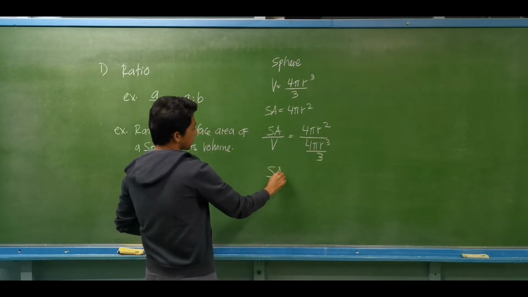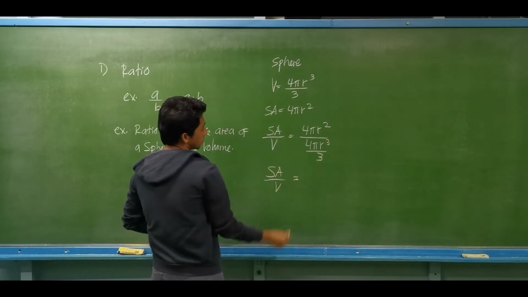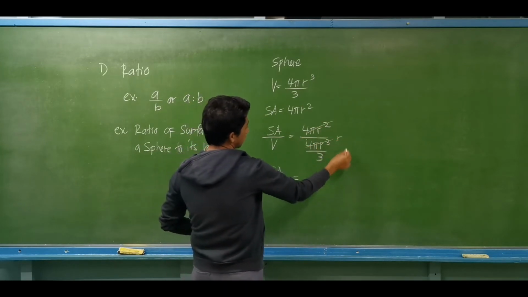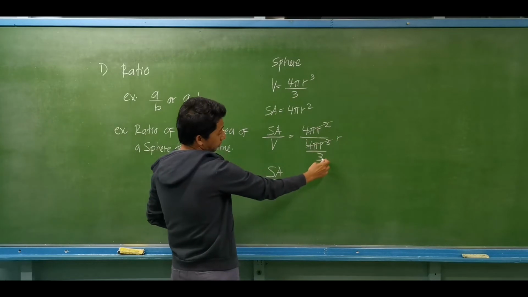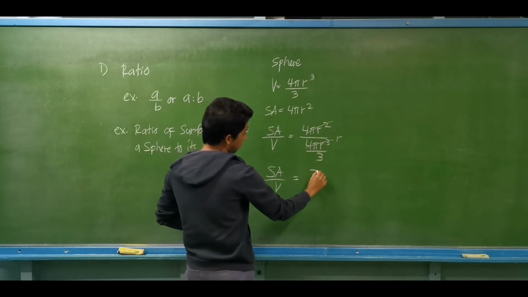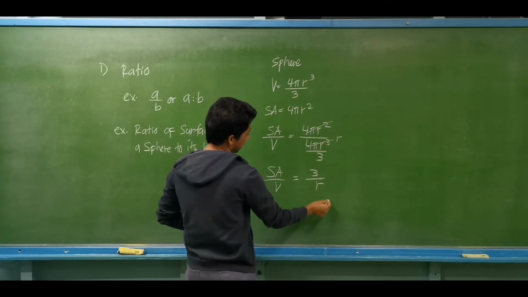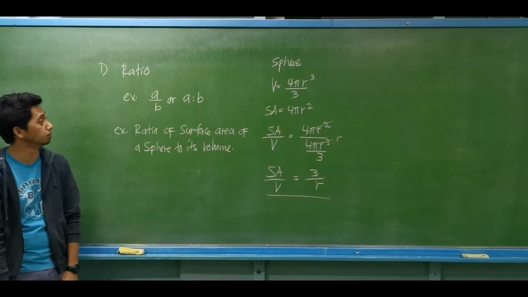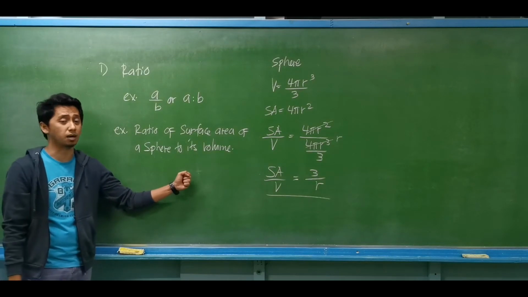So the ratio of the surface area over the volume is the same as, we may cancel 4 pi r squared. So we have a remaining term of radius. We bring 3 to the numerator. This is the same as 3 divided by the radius. So that is the ratio of the surface area to the volume. So that's an example of ratio.